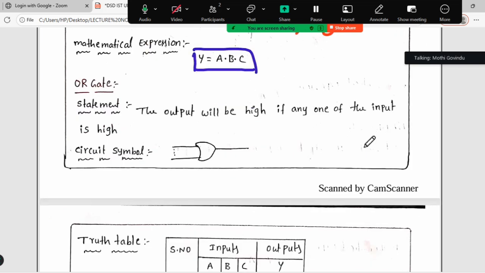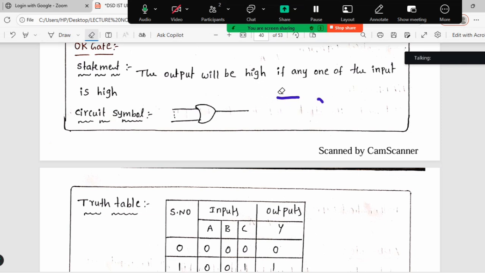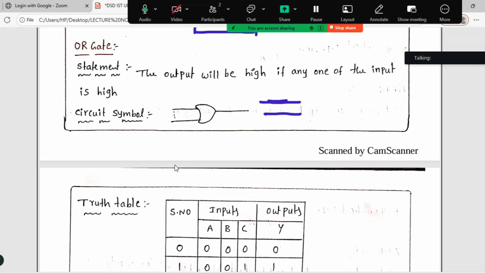Now another gate I am going to talk about, the OR gate. For the OR gate, the output will be high if any one of the inputs is high. This is the symbolic representation of the OR gate. So like this we have to draw very clearly. This is about the OR gate. Clear? Okay, I'll draw once again.